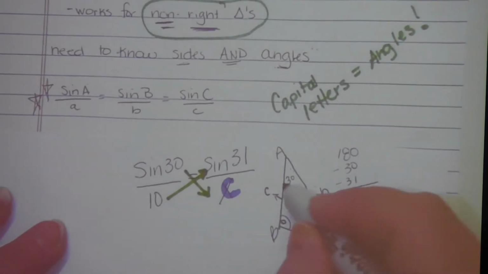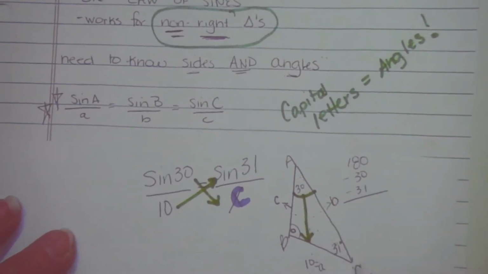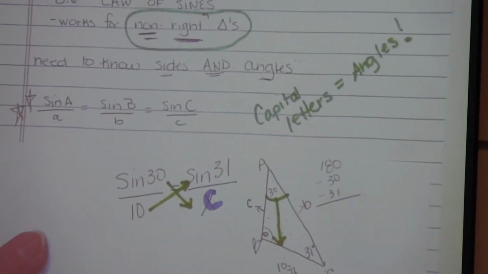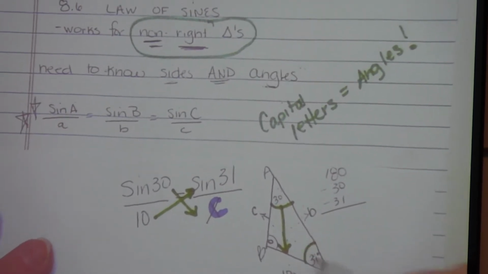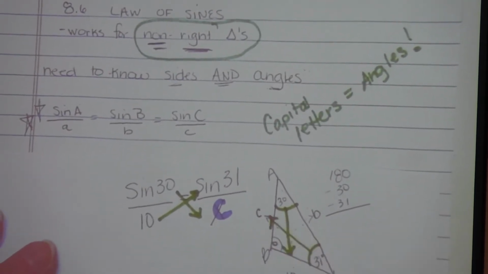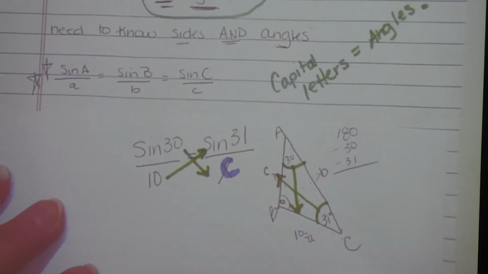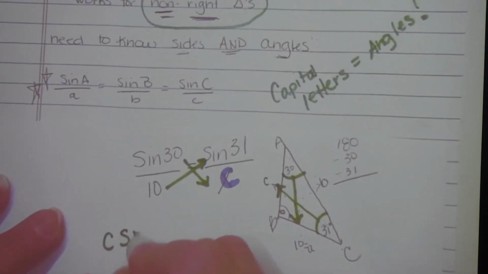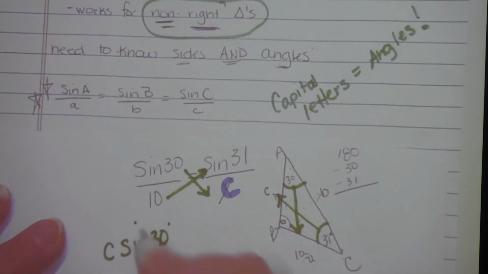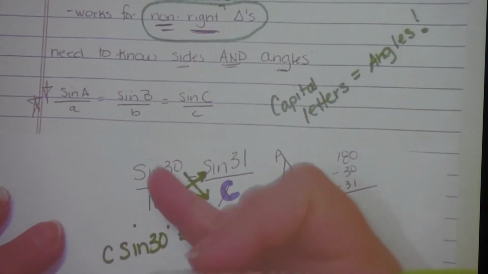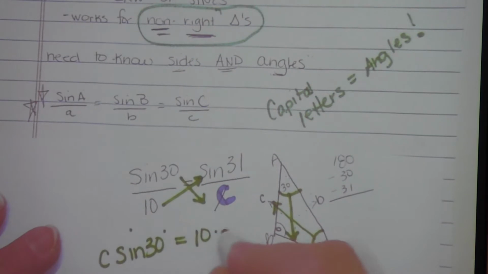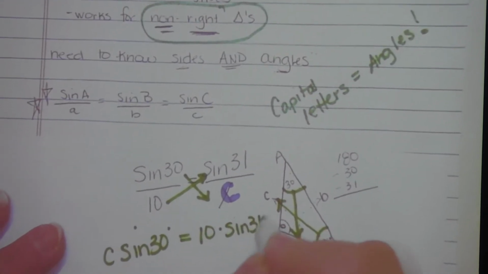I can take my angle and the side that's across from it, and it's the sine of that angle over the side across from it, and say that that equals another angle and the side across from it. And now I can just cross multiply those, so I have c times the sine of 30 degrees equals, because that's what I get when I multiply those, 10 times the sine of 31 degrees.